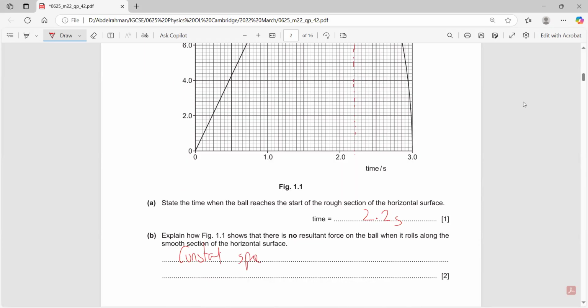Constant speed. And from the graph, I can see that it's a horizontal line, right? Or you can say that the gradient or the slope is 0.